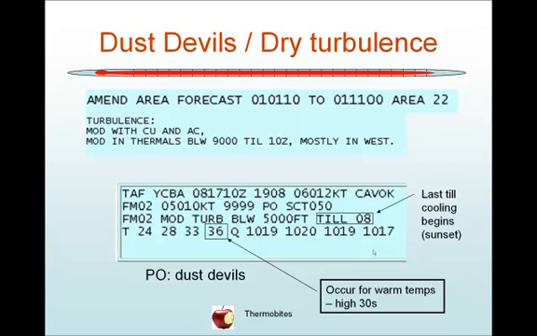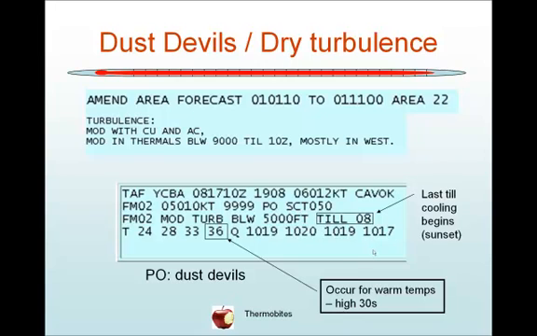So for this particular day, the area forecast carried the following: moderate turbulence in thermals below 9,000 feet. So it's moderate in strength. Thermals refer to the dry convective motion. 9,000 feet is the top of the well-mixed layer, that turbulent layer due to heating. And the tilt 10Z is till the sun goes down, and the heating dies off at that point. And mostly in the west is just telling you where temperatures are sufficiently warm.